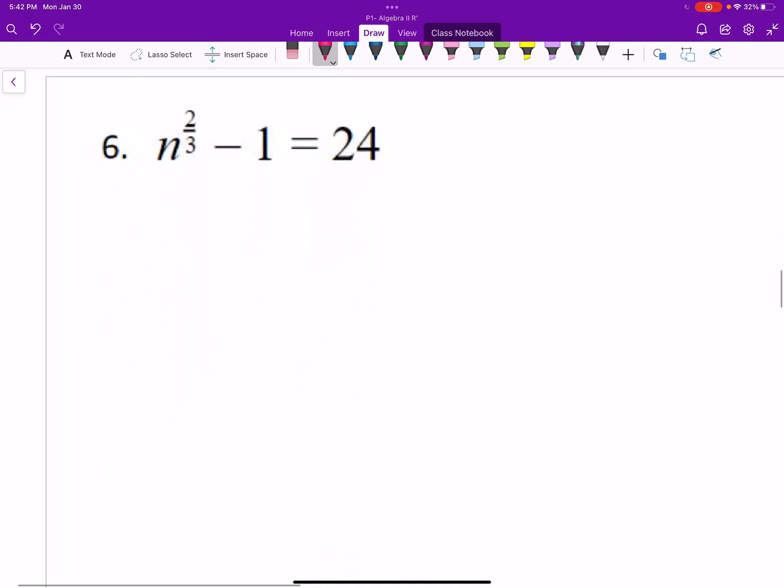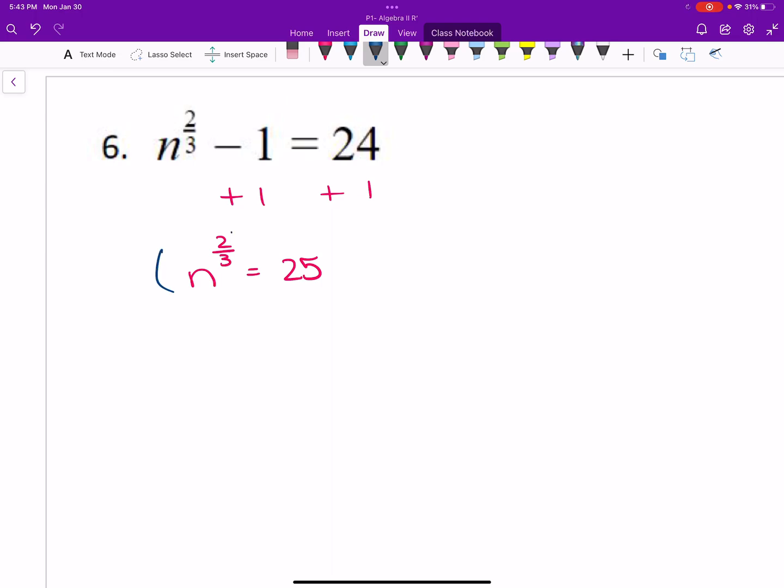So number 6, we have n to the 2/3 minus 1 equals 24. Step 1, we're going to add the 1 over. Just like in our radical equations, the first step is to isolate the radical. All these fractional exponents are types of radicals. So same first step, we are isolating whoever has the fractional exponent because it's just like isolating the radical.